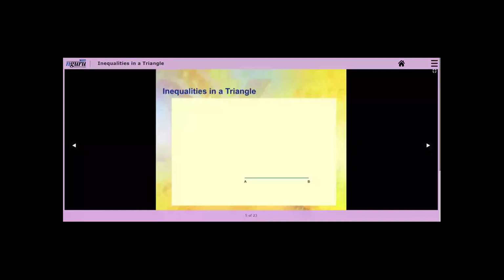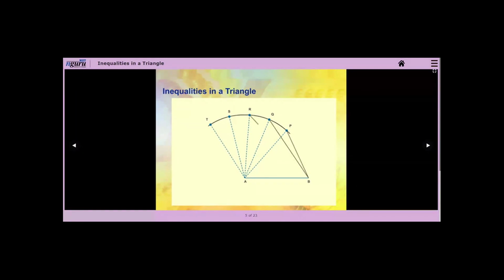Consider a line segment AB. With A as the center and any radius, draw an arc and mark points P, Q, R, S and T on it. Join PA, QA, RA, SA and TA. Now join PB, QB, RB, SB and TB.